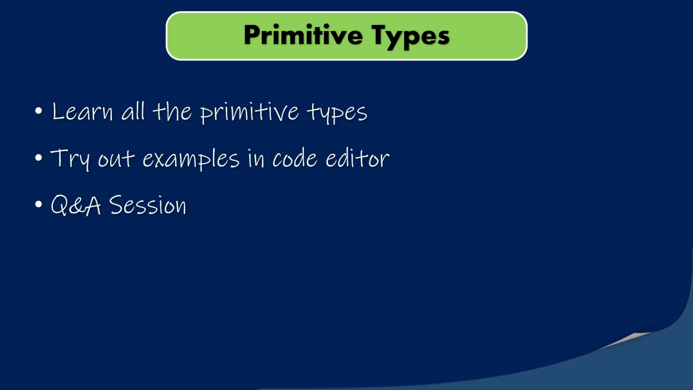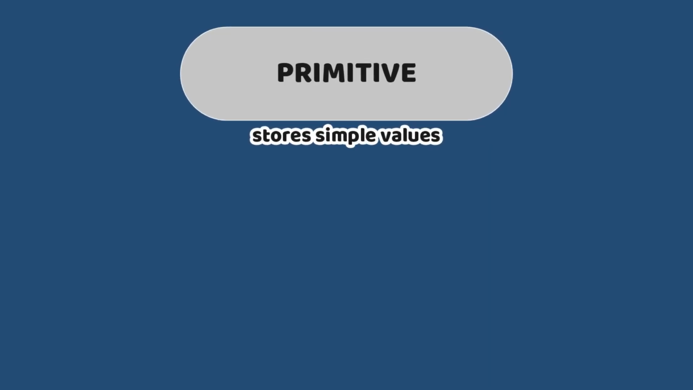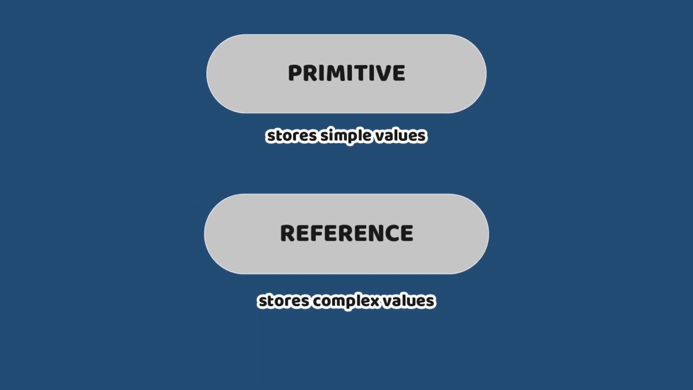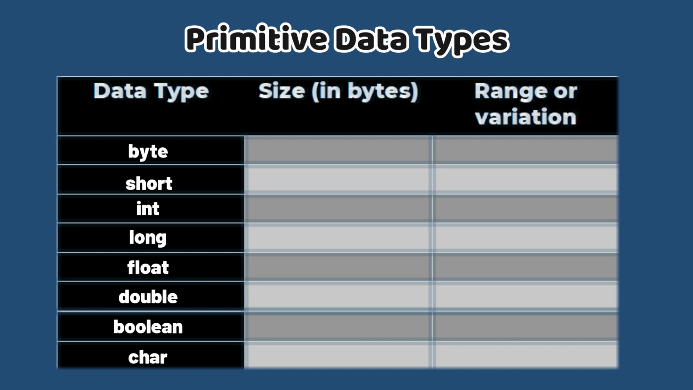Then let's get started. In this tutorial, we are going to learn about the data types in Java. Java has two data types. The first one being primitive data types, which stores simple values, and the second one being reference types, which store complex values. First, we are going to look at primitive data types. There are a total of 8 primitive data types, which are byte, short, int, long, float, double, boolean, and character.